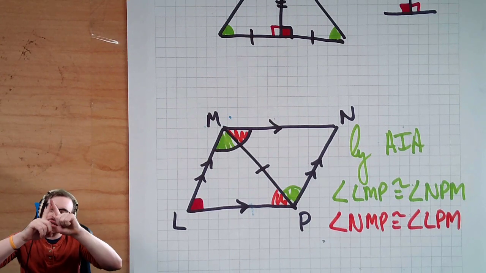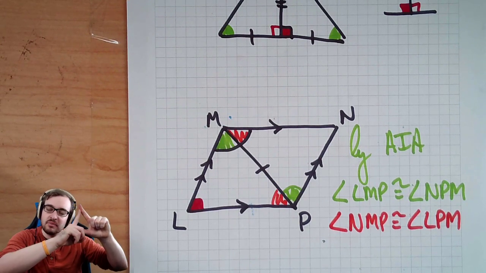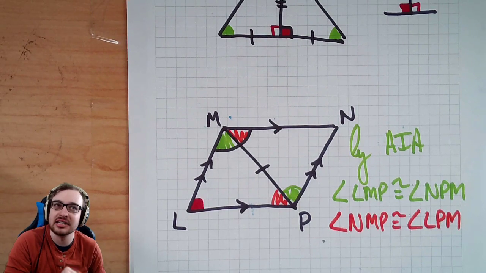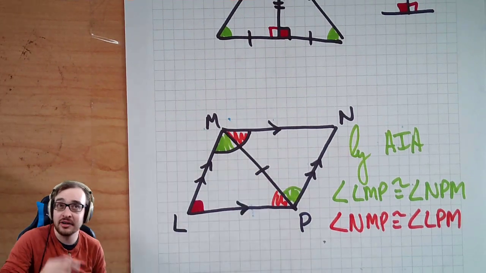Because imagine a triangle that has all the same angles as another triangle, but the other triangle is bigger, right? They wouldn't be congruent. They'd have the same angles, but they wouldn't be congruent. Triple A is not enough. But luckily, I have this side here.